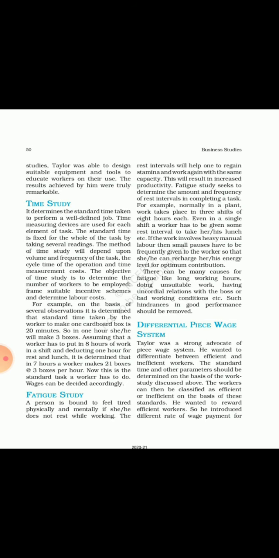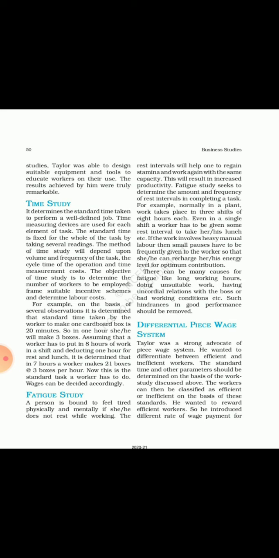To adopt the differential wage system, Taylor suggests that the company must fix a standard rate of wages for workers producing standard output, or their target. The worker who produces more than the standard target must be paid the highest rate of wages, and those who are producing less than standard output must be paid a lower rate of wages.